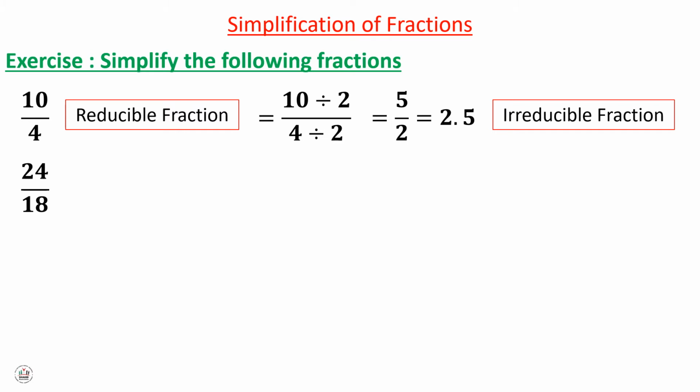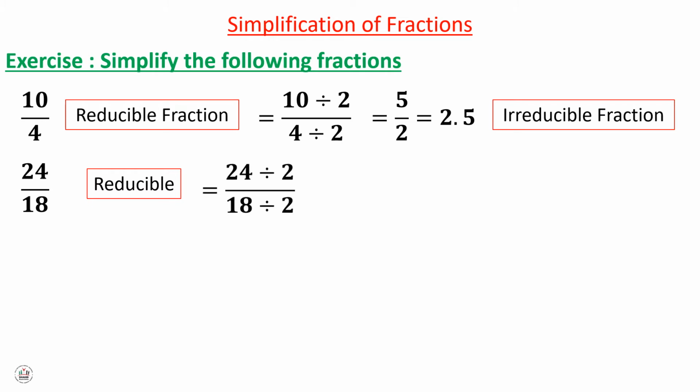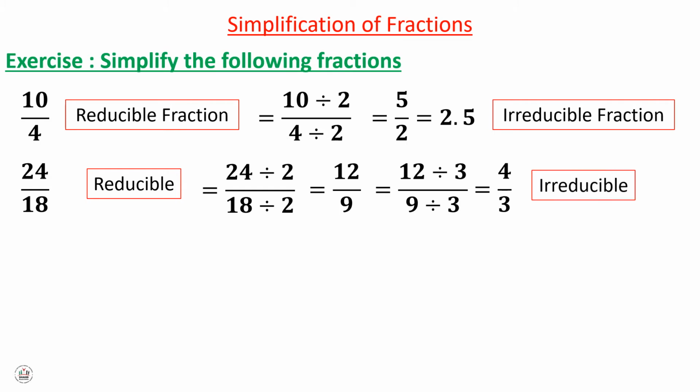24 over 18. Again, this is a reducible fraction because we can divide 24 and 18 by 2. 24 divided by 2 equals 12, and 18 divided by 2 equals 9. Again, there is a common divisor between the numerator and the denominator, which is 3. 12 over 3 equals 4, and 9 over 3 equals 3. Now 4 over 3 is an irreducible fraction.